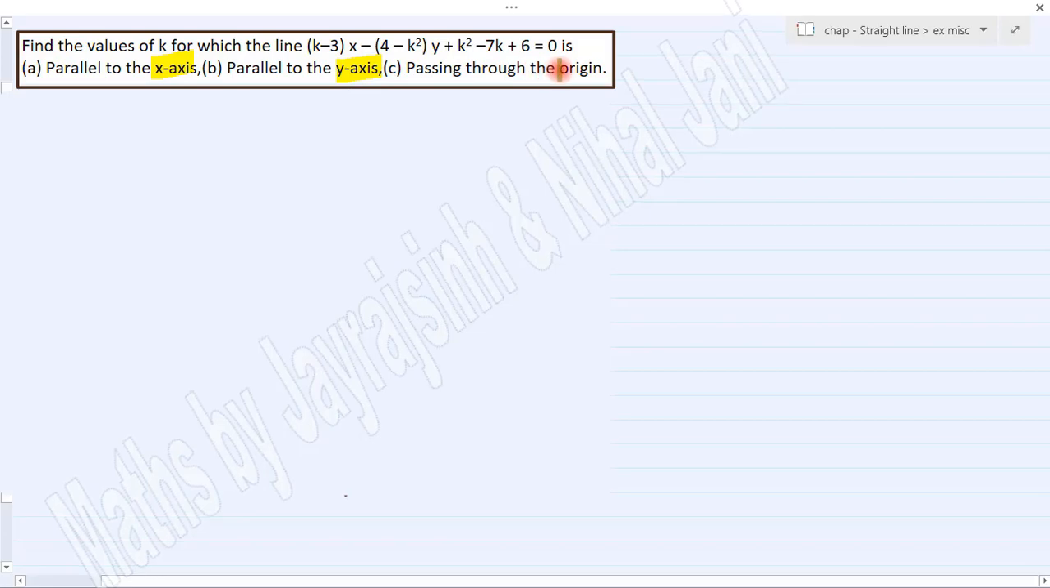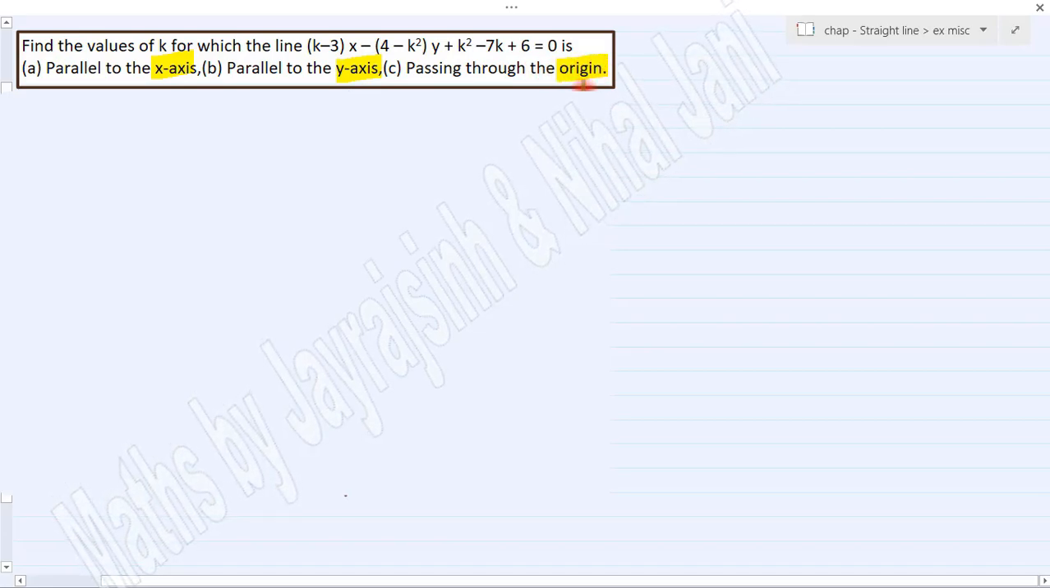Here we have one special question to understand the equation of a line and its special cases. Specifically, we will understand different situations, like if the line is parallel to the x-axis or y-axis, or it is passing through the origin, then what will happen with the equation of the line. So let's try to solve it.